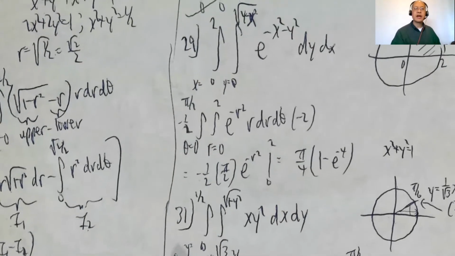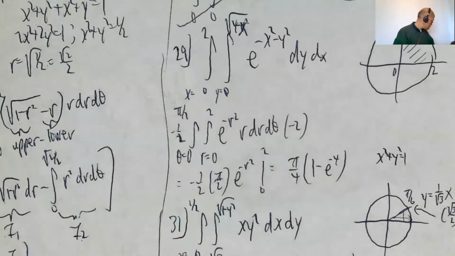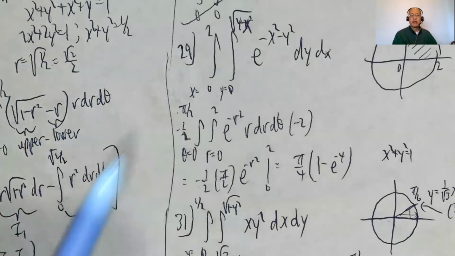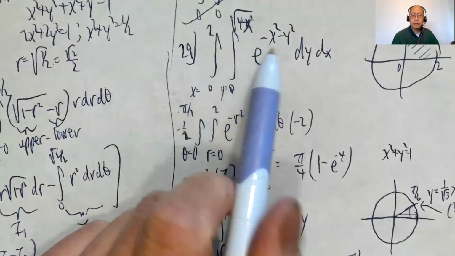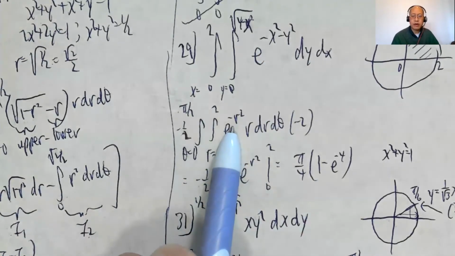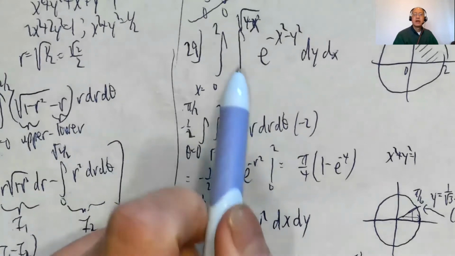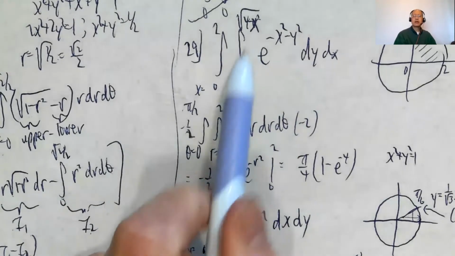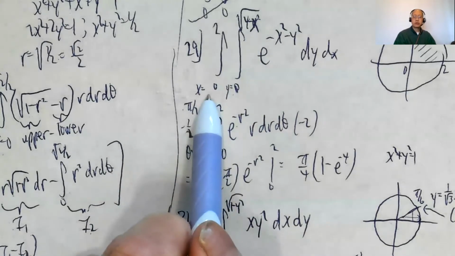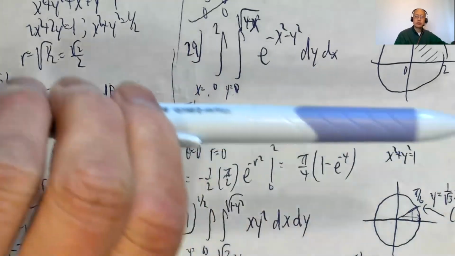Okay, 29. You have this thing, change to polar coordinates. So x squared plus y squared is r squared. So negative x squared minus y squared is negative r squared. Okay. This is a circle centered at the origin with radius of 2, but x is going from 0 to 2. So you're only in the first quadrant. You're just going like so.